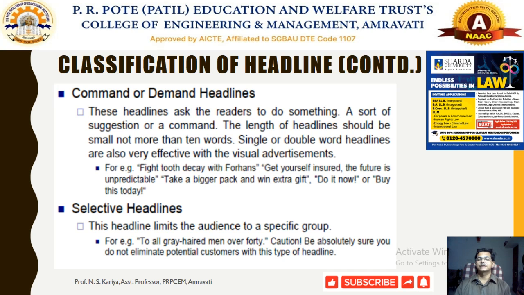A sort of suggestion or commanding statement is generally used in this form of advertising, which is called command or demand headlines. The length of the headline should be small, not more than 10 words. Such headlines should not be too long. Single or double word headlines can also be very effective with some visual advertisements. For example, fight tooth decay with fluoride. This is a very simple statement that communicates to the targeted audience.